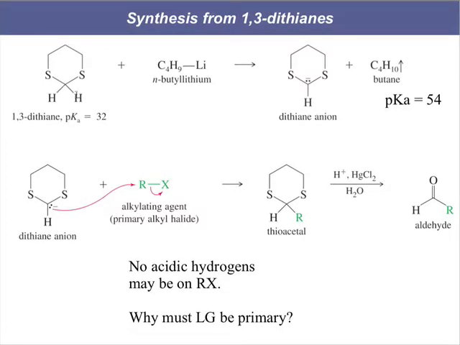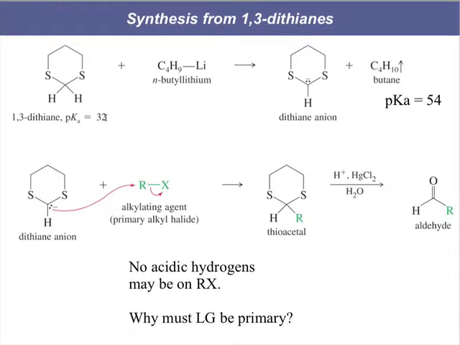very mildly acidic. They have a pKa of 32, which on the pKa scale is pretty high. Of course, they're connected to carbons, and most of the time hydrogens on carbons are not very acidic. But if we have a very strong base, like a butyllithium reagent, n-butyllithium for example, a very strong base will happily remove one of these hydrogens, giving us this dithiane anion.